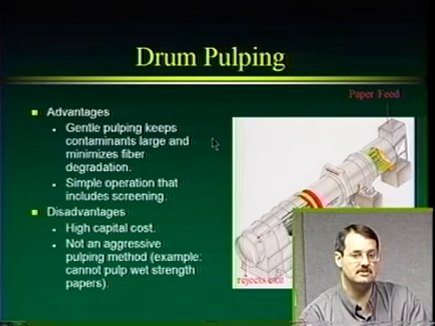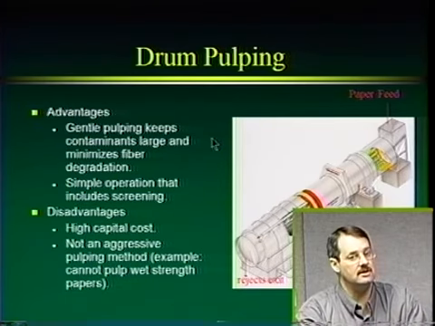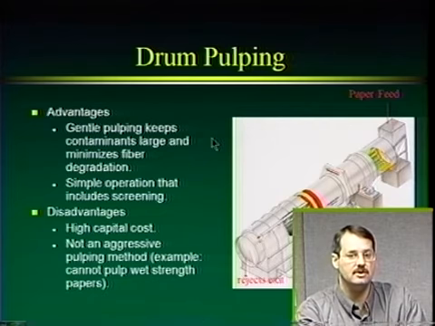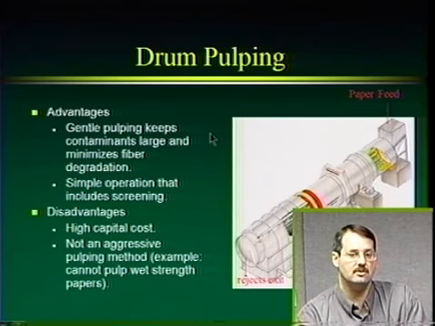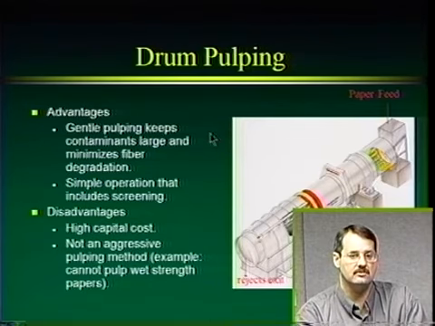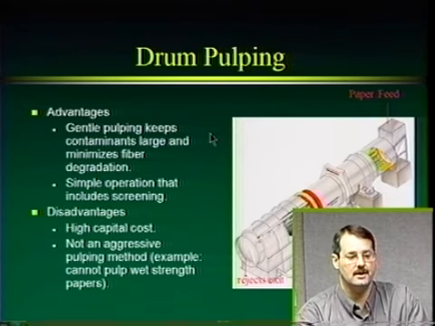But you will see some drum pulpers. I've seen several in the United States with newsprint de-inking mills, and they seem to work well. And I've also heard reports of using them for mixed office waste somewhere in West Virginia.